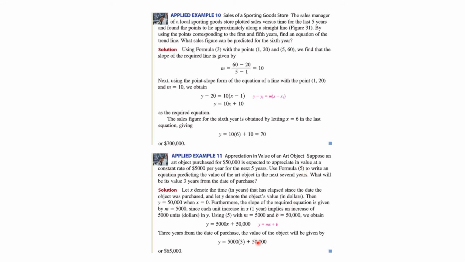In this one, it tells us that there's a constant rate of increase. That's the slope. So the slope is that, and we also know the intercept is that. So this is the equation of a line you should have gotten. When we plug in x to be 3, you get $65,000.